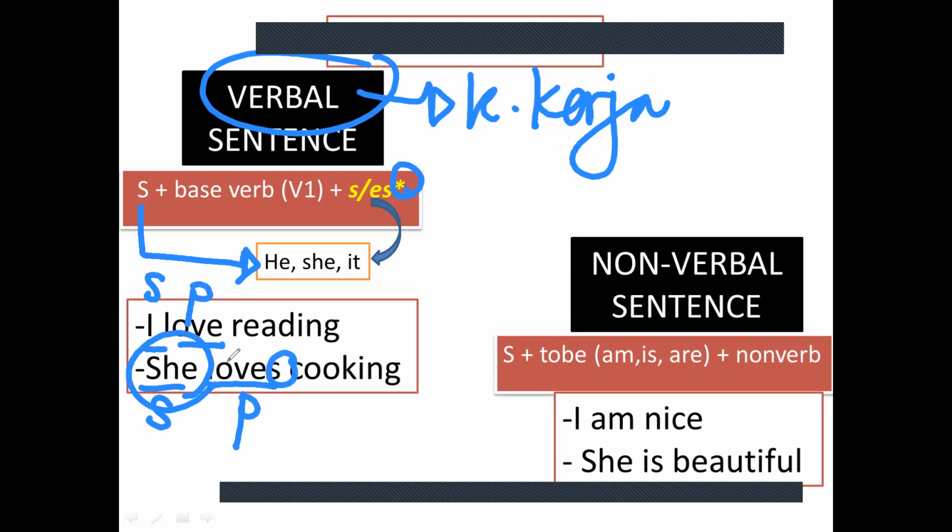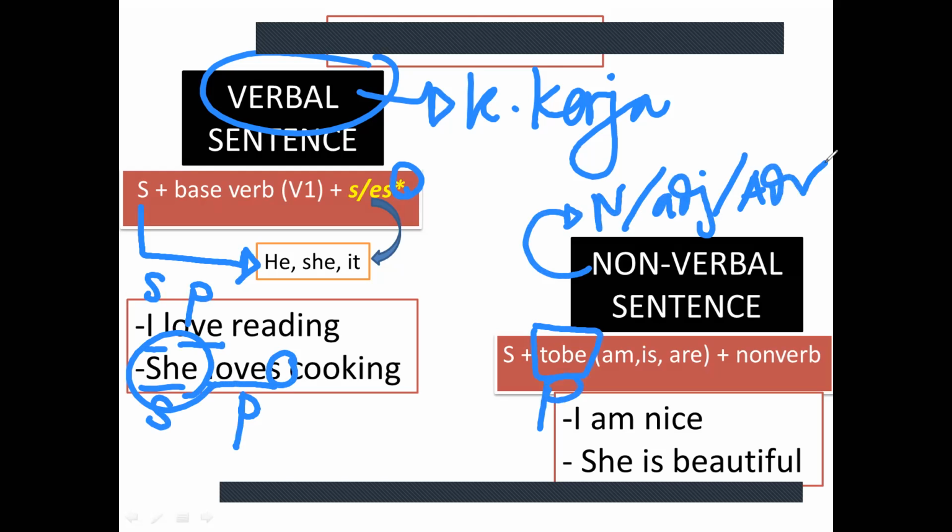And well, for the non-verbal sentence, it means that this sentence doesn't have any verb. So we need to add to be as the predicate of that sentence. Well, non-verbal itself could be noun, adjective, or adverb, or others. Here, for example, I am nice. This sentence doesn't have any verb. Nice here is an adjective. So I as the subject, and we need to put am here to be the predicate of that sentence.